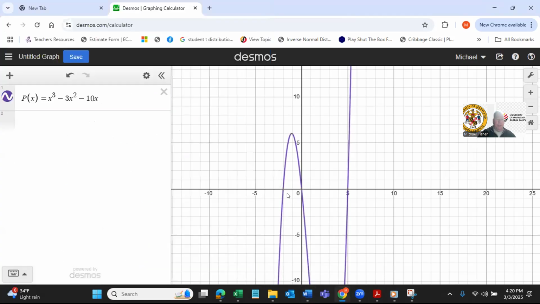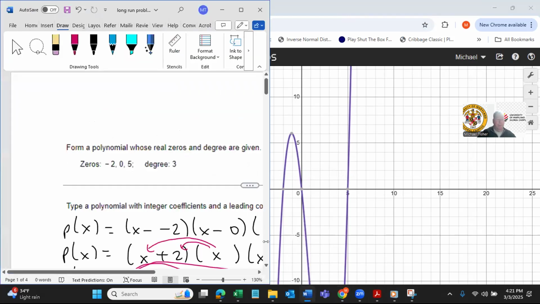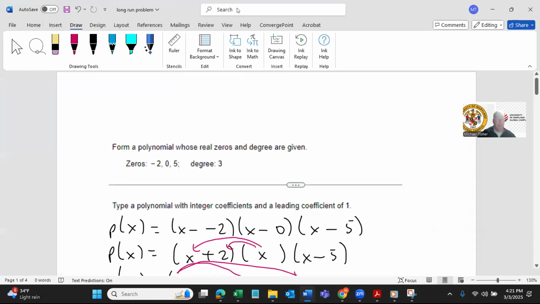So let's see, is this -2? It is -2. And 0 is right here, and 5 is right here. So this is indeed the right answer. P of x equals x to the 3 minus 3x to the 2 minus 10x. All right, so that's how to form a polynomial whose real zeros and degree are given.